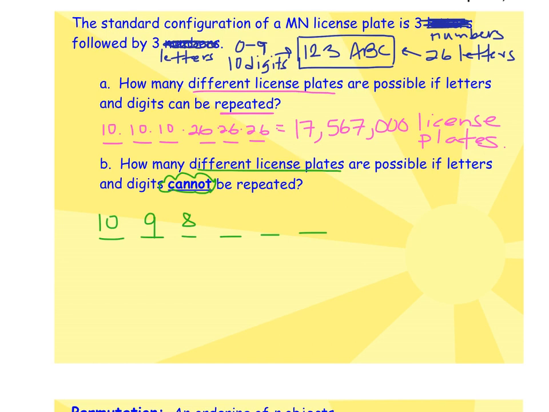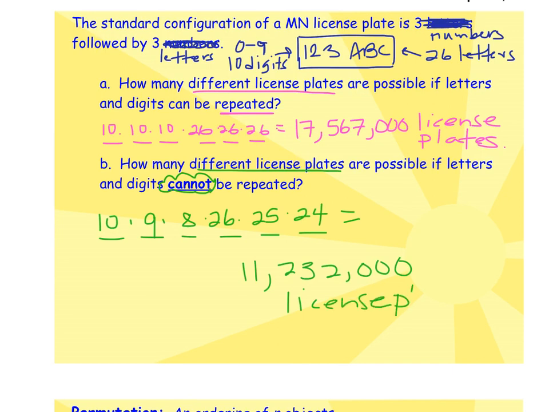Now let's apply that to the letters as well. We could pick any one of the 26 letters of the alphabet for that first spot, but then when we select that, we can't choose it again. So then we only get 25, and then there's only 24 left for that third location. And again, applying the fundamental counting principle, if we want just 1 at each of those unique locations, our answer is quite small, but still a decent size. 11,232,000 different license plates.